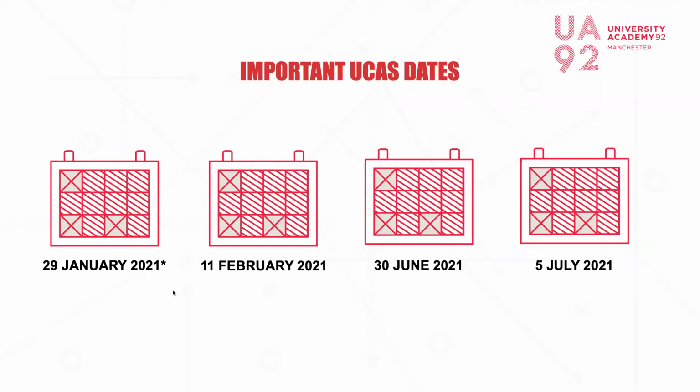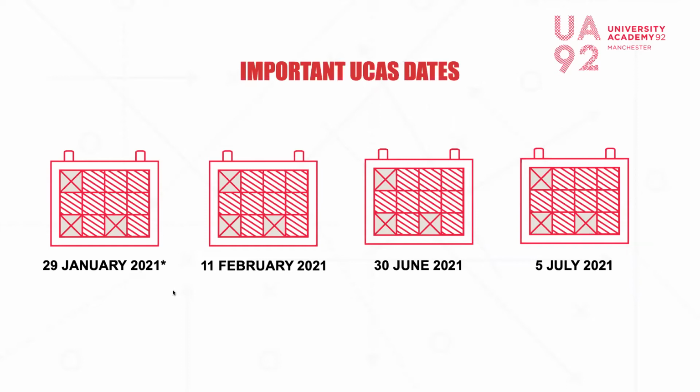However, given everything that's going on at the minute, that has been extended to the 29th. And that date is what's called the equal consideration deadline. So the equal consideration deadline is often referred to, sometimes wrongly, as the main UCAS deadline. The first thing to point out is it doesn't matter if you've not applied to UA92 or to a variety of other universities by that point. You can still apply to universities.